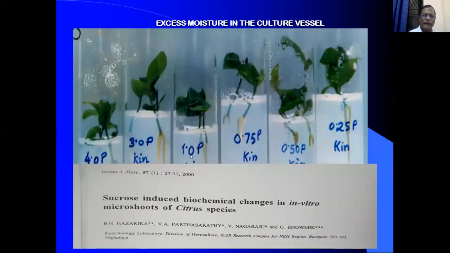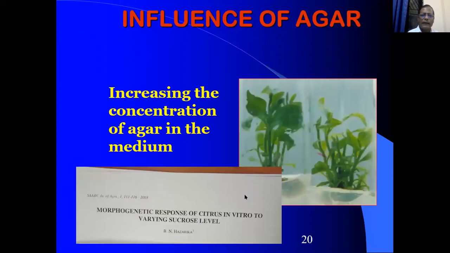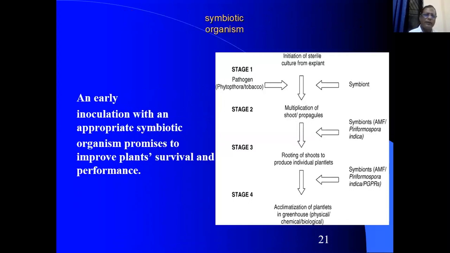Another is the influence of sucrose. As you know, the in vitro plants are grown in different kinds of media containing sugars. The level of sucrose also influences the ultimate survival of the micropropagated plants, and this was also studied and published in some journals. Another is increasing agar. An increase in the concentration of agar in the test tube also has a direct influence on the morphogenetic responses of in vitro plants, and there is also a significant increase in survival percentage at varying concentrations of the agar medium. Another is inoculation with appropriate symbiotic organisms, which also influences survival and performance of the in vitro cultured plants.